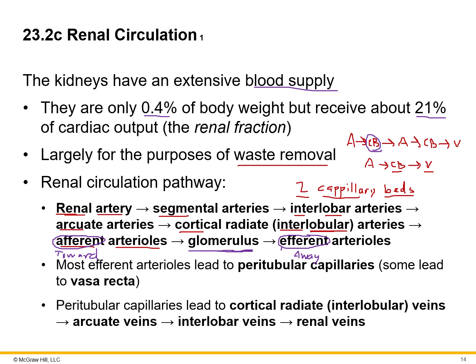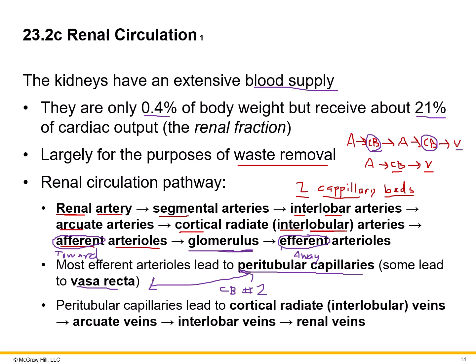And most of these arterioles lead to our second capillary bed, peritubular capillaries. Okay, so we would be here with peritubular. Some of them lead to structures called vasa recta, which we're going to see in the picture a little bit later on, but both of these are just capillary beds, okay, areas for gas exchange. So this is our capillary bed number 2.